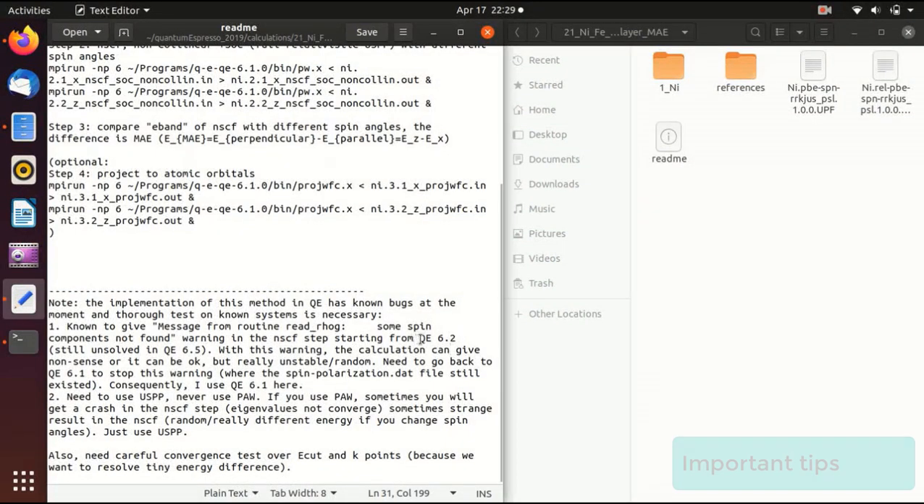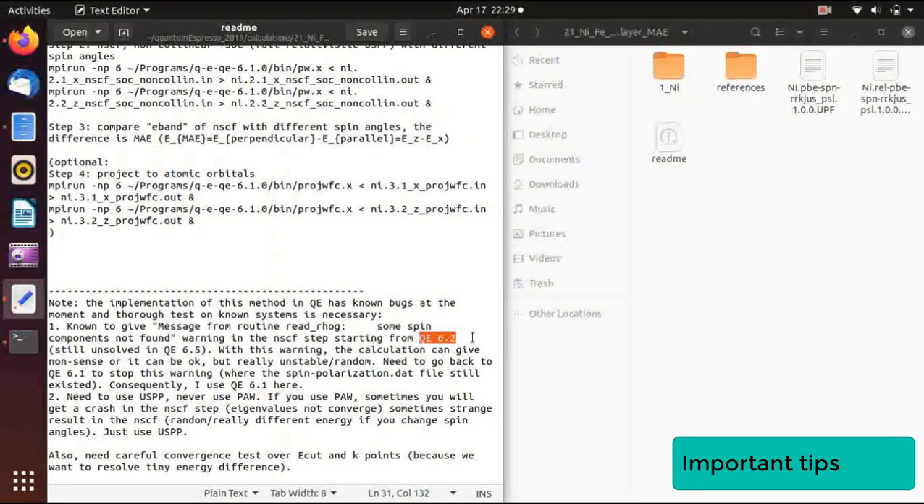So just before the calculation, I will briefly remind you of something that you should keep in mind. If you use a newer version than Quantum Espresso 6.2, you will probably get a message in the non-self-consistency calculation saying that some spin components were not found. If you see this warning in the output file, the calculation may make sense, but it will probably also give some nonsense results. This is usually quite unstable, depending on your system and also on your machine, a little bit random.